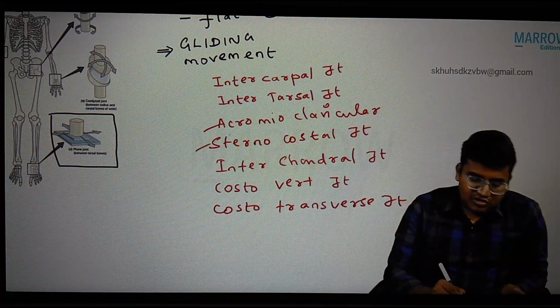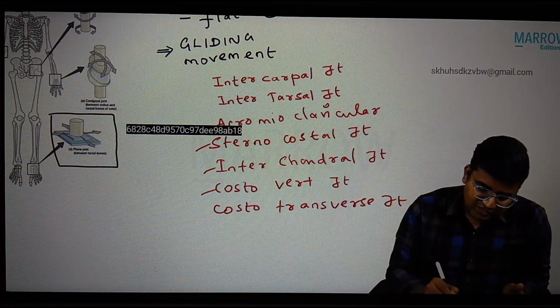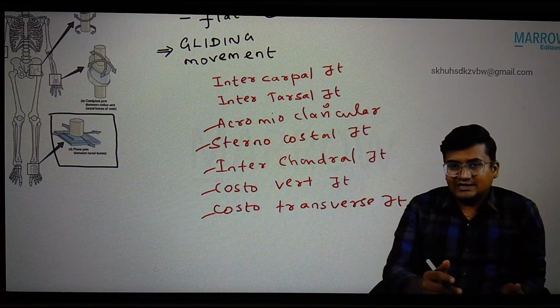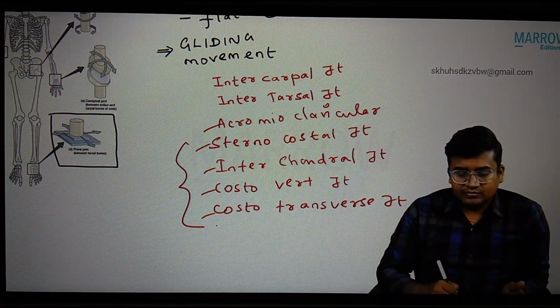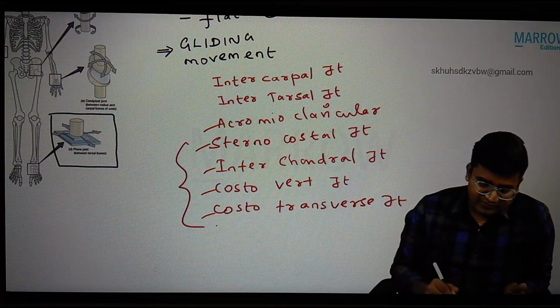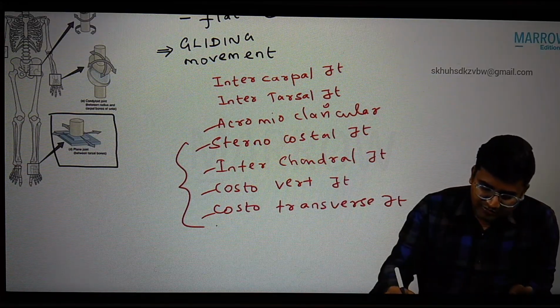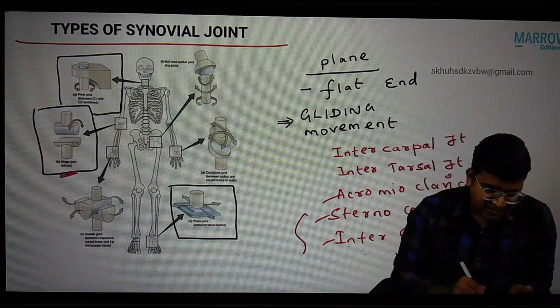Acromioclavicular joint, yes. Sternocostal joints, interchondral joint, costovertebral, costotransverse. I think we discussed this already in the thorax module. That's all about the plane type of synovial. Now next one, our hinge type.